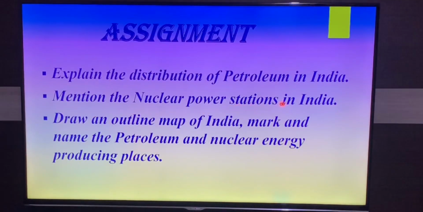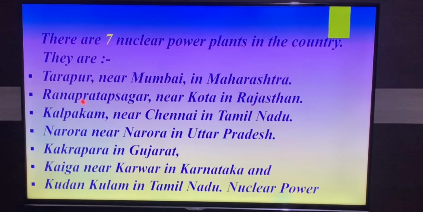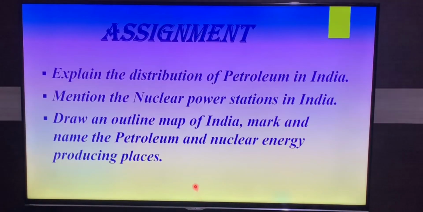Mention the nuclear power stations in India. You have to list out all the 7 power stations. So remember, mention all these 7 power stations: Tarapur, Rana Pratap Sagar, Kalpakkam, Narora, Kaiga. So these places can be mentioned.